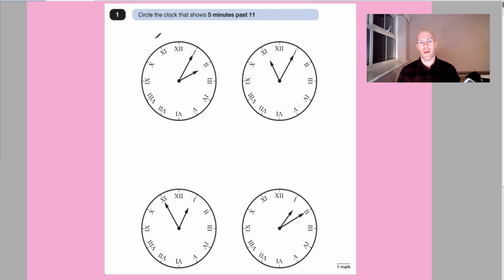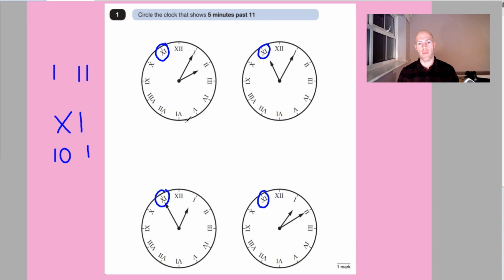So we don't have digital, we've gone straight analog, and we've also got Roman numerals as well. Hopefully you know your positions of the clock already, but we need to actually convert across from Roman numerals. We're looking for 11, and XI is 11 because we've got 10 add 1. So if you know that, we can track down our 11. Here's our 11, here's our 11, here's our 11.